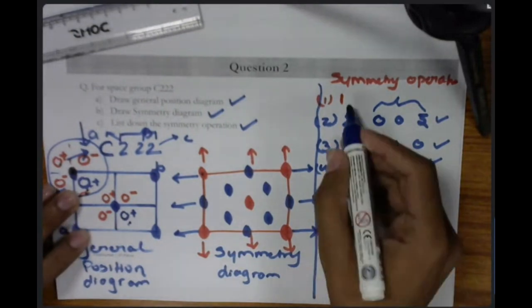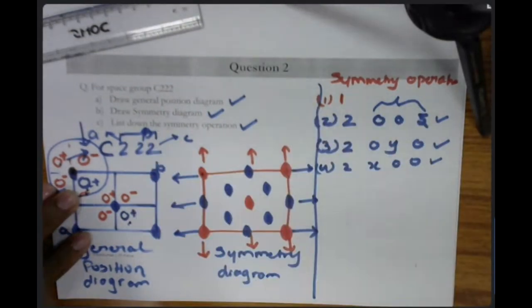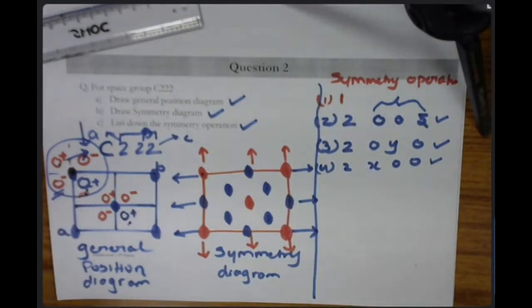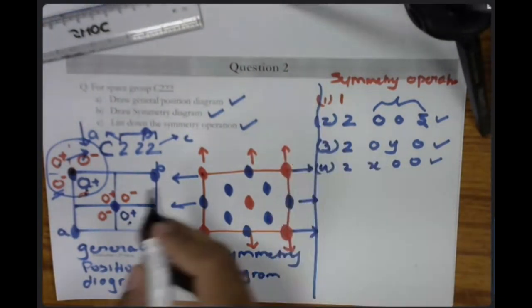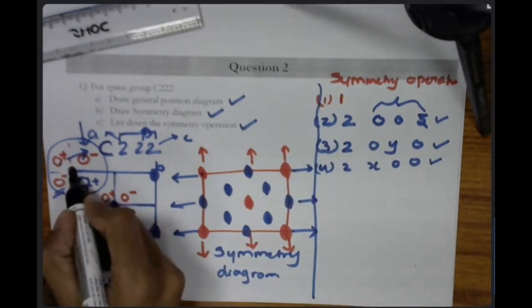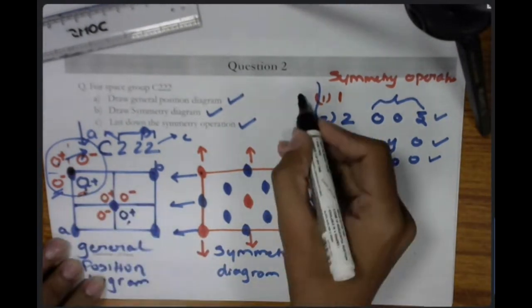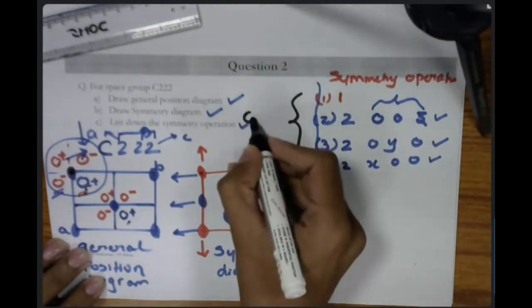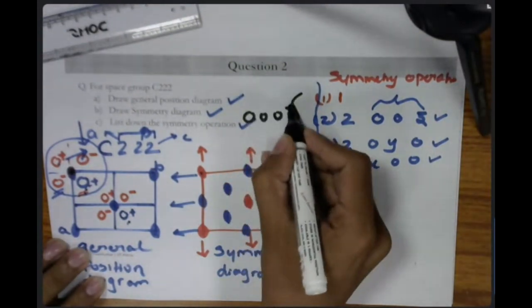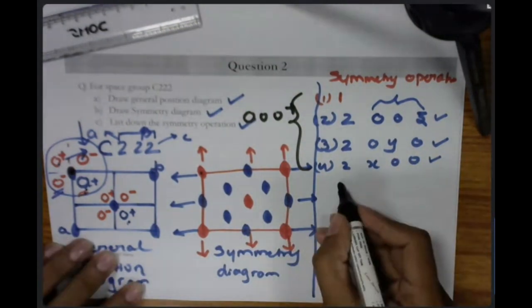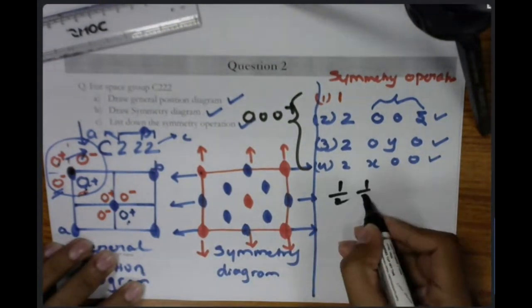Now this we have done for the set of OOO. So we'll call this particular set the OOO set, and this particular set the half-half-zero set, right? So we have done the OOO set. Now we need to go for the half-half-O set.